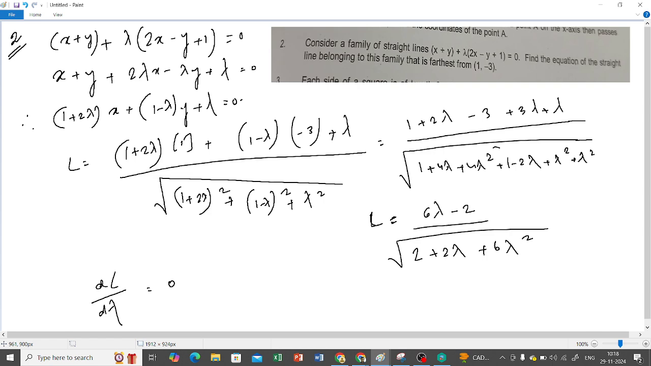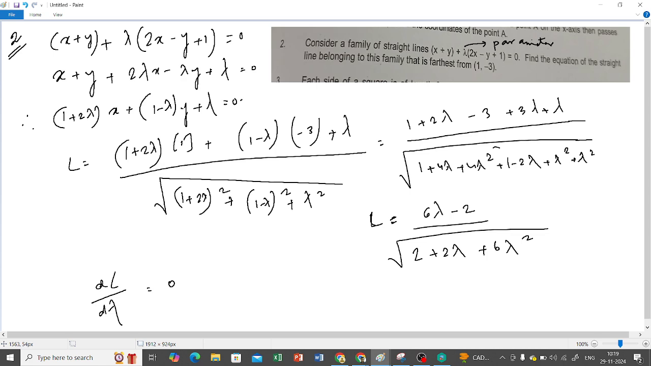This particular equation, x plus y plus lambda into 2x minus y plus 1, denotes a family of lines, where lambda is a parameter. For different values of this parameter, like lambda can be 1, 2, 3, any integer or any real number, we are going to get different equations. That is why this particular equation is called a family of straight lines.